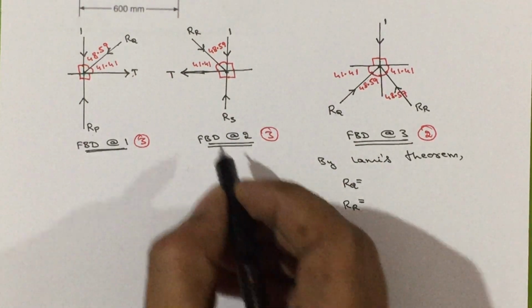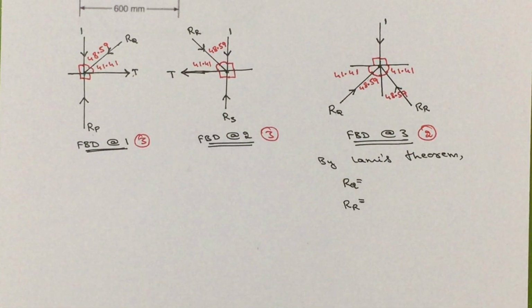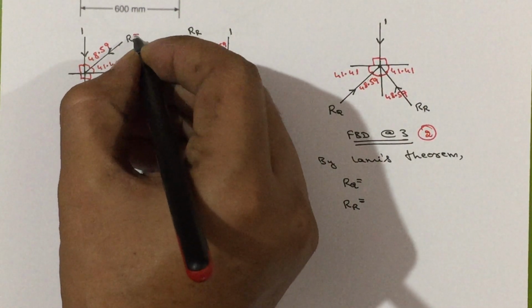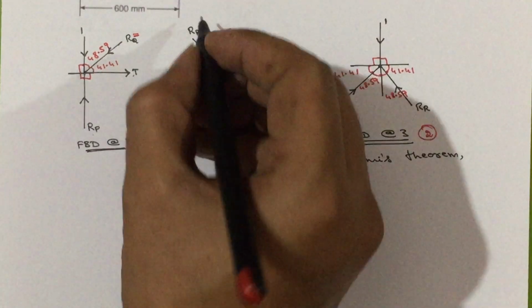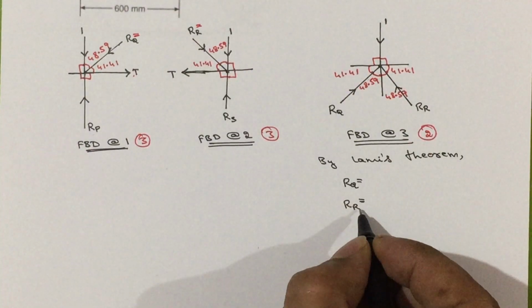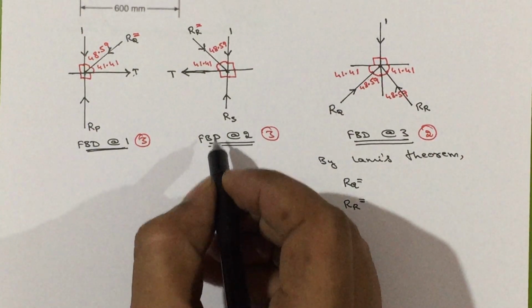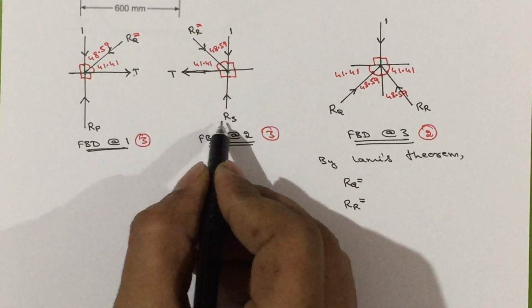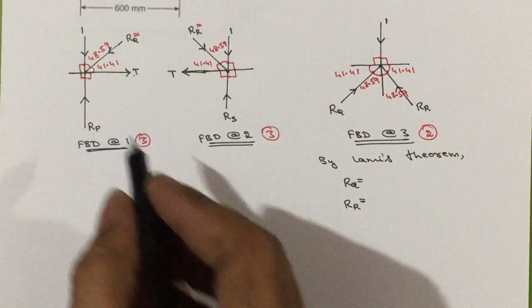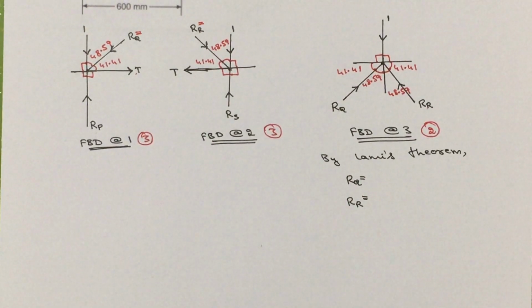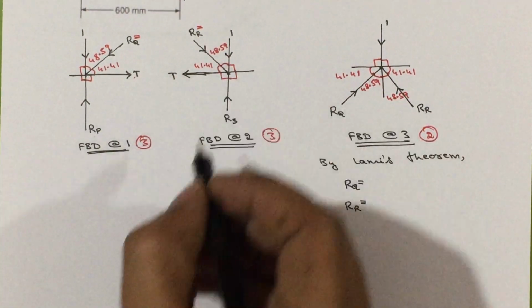Then go to the next free body diagram. Here in this free body diagram, RQ is calculated. Here also RR is calculated. So write that one. Once you write, then here the unknowns will become T and RS. Here the unknowns will become T and RP. You can solve any of the free body diagrams. So let us solve the second free body diagram.